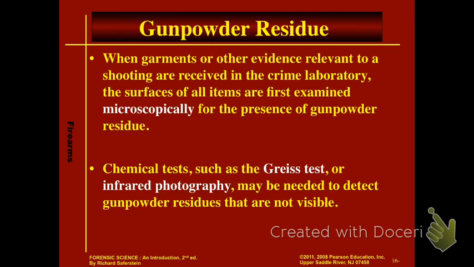When garments or other evidence are retrieved, the surfaces are examined microscopically for gun residue. Chemical tests such as the Griess test or also infrared photography. Remember that when in doubt, choose infrared. Infrared photography may be needed to detect gunpowder residues that are not visible.